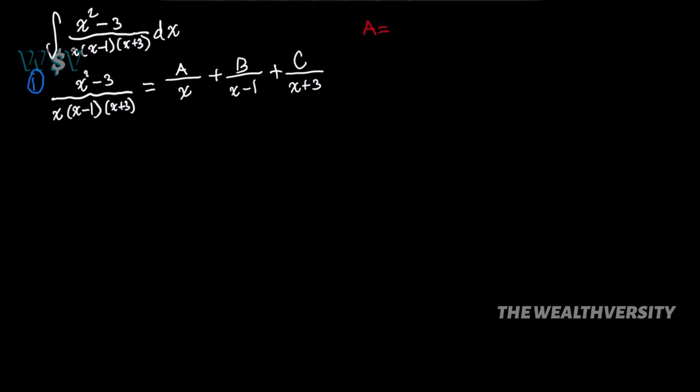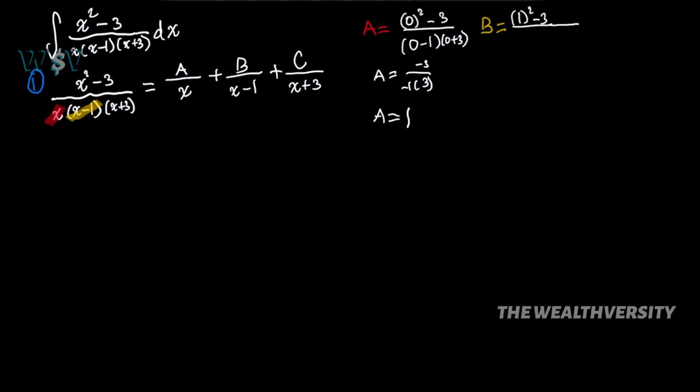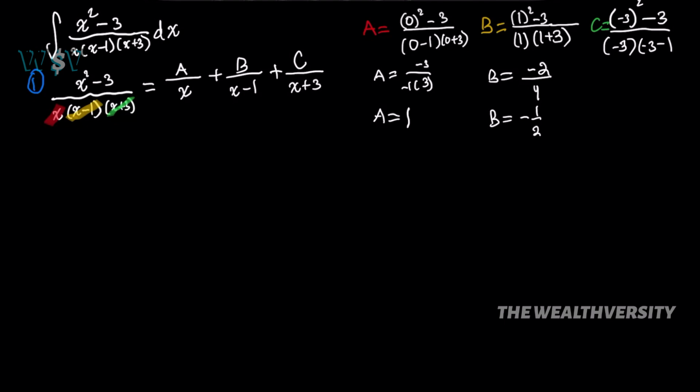To find A, we will cover x from the function and sub 0 into the rest of the x values in the function, which we then get that A is equal to 1. To find B, we will cover x minus 1 from the function and sub 1 into the rest of the x values in the function, and we get that B is equal to negative half. To find C, we will cover x plus 3 from the function and sub negative 3 into the rest of the x values in the function, and we get that C is equal to half.